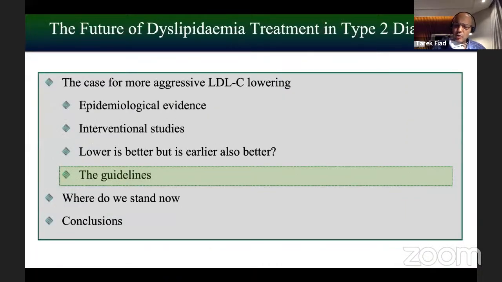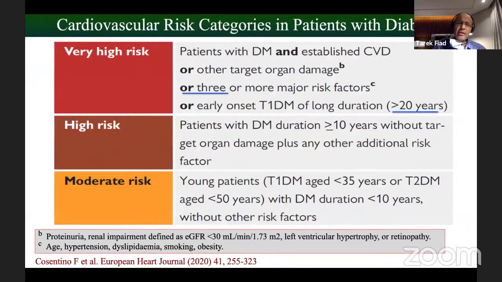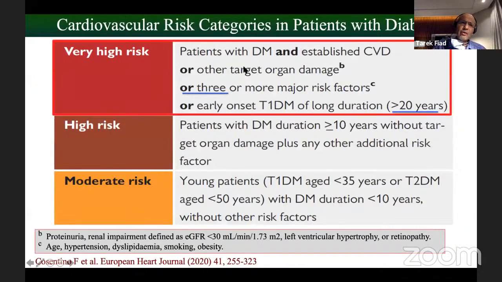What do the guidelines say to us? The 2019 guidelines in diabetes split patients into 3 categories. So the very high risk group: among them, people who already have an event or end organ, target organ damage, like chronic kidney disease, left ventricular hypertrophy, retinopathy, proteinuria, or 3 or more risk factors.